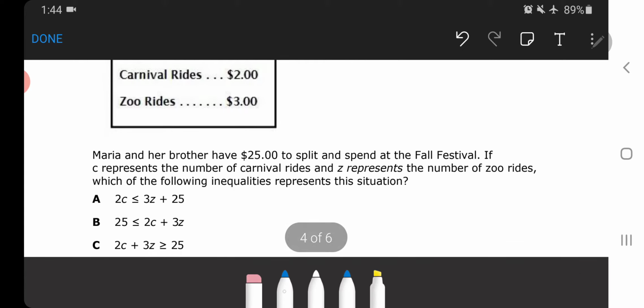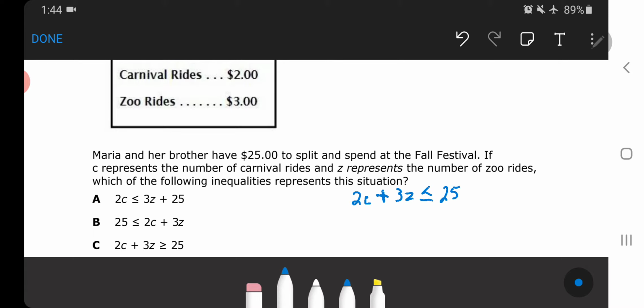Well, we see that carnival rides are $2. And C represents the number of carnival rides, so I'm going to go 2C for $2 times the number of carnival rides. Plus, we see the zoo rides are $3, so 3Z, $3 for every zoo ride. And they only have $25 to spend, so we want this part to be less than or equal to $25.